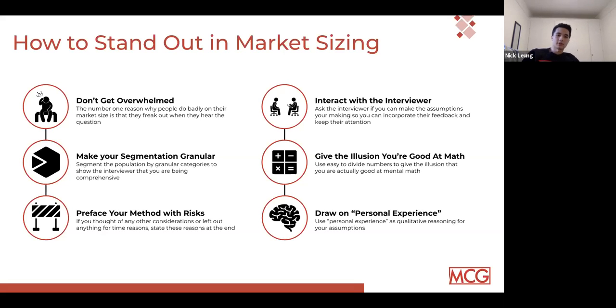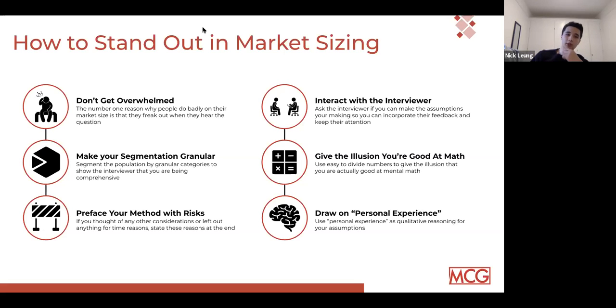The first thing, and this is something we covered last time, was don't get overwhelmed. In interviews, from what I've seen, the number one reason why people do badly is because they freak out when they hear the market sizing question. They're either really freaked out about trying to get the exact answer, or they just don't know where to begin. I don't think this should be a problem for you guys, because through the last session and also the review at the top, we know how to structure these responses and know how to at least start them. So that's not something that I think should concern you.